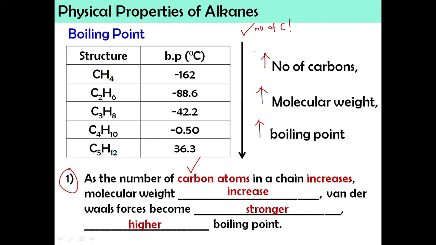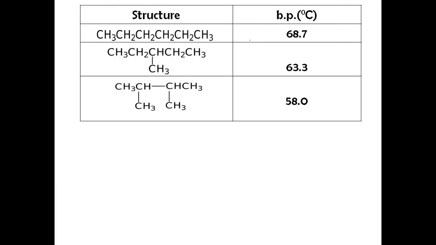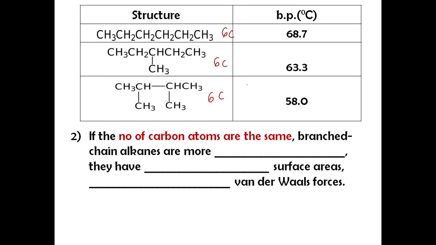Okay. So, yang seterusnya. Okay, this one, 1, 2, 3, 4, 5, 6 carbon. This one, 1, 2, 3, 4, 5, 6 carbon juga. 1, 2, 3, 4, 5, 6 carbon juga. Okay, jadi ini semua carbon dia sama. So, kalau carbon dia sama, faktor yang seterusnya awak kena tengok adalah branch. This one is 1 branch, this one is 2 branch.